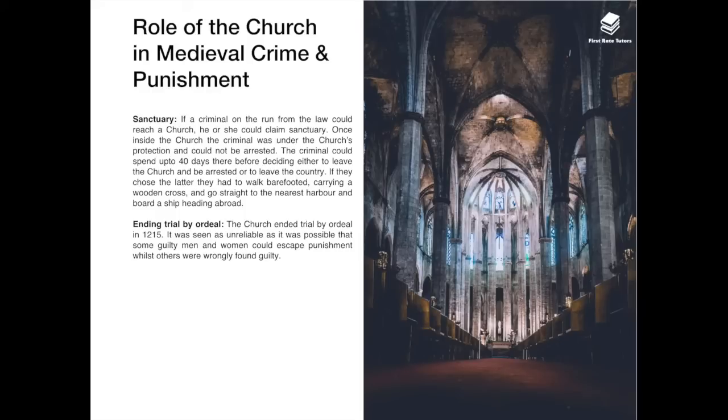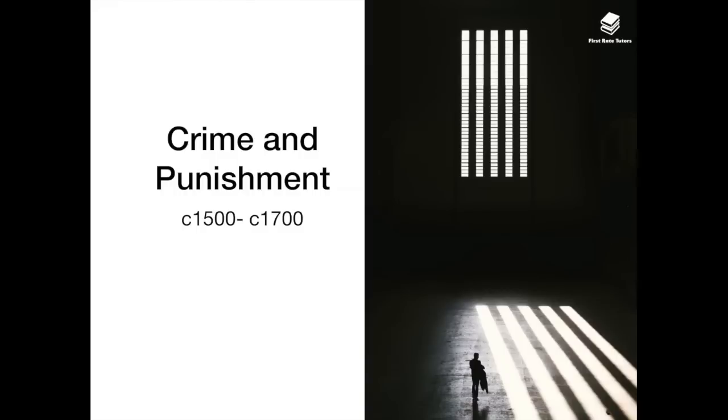Ending trial by ordeal. The church ended trial by ordeal in 1215. It was seen as unreliable, as it was possible that some guilty men and women could escape punishment whilst others were wrongly found guilty. Moving on to crime and punishment between 1500 and 1700.